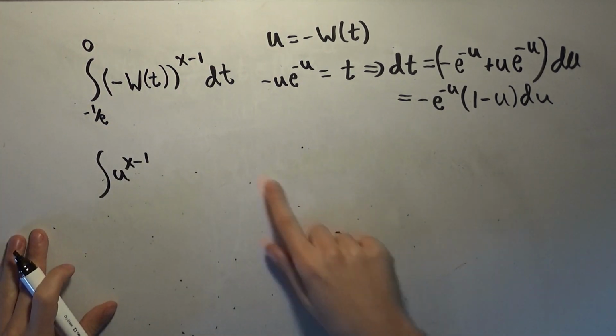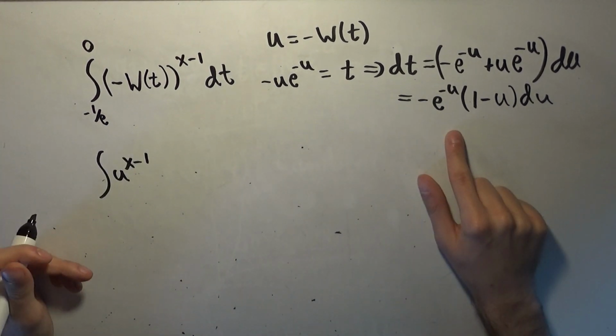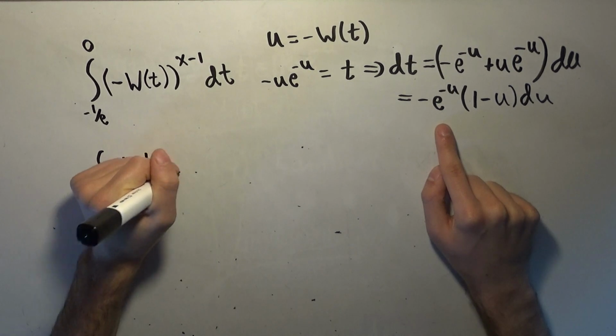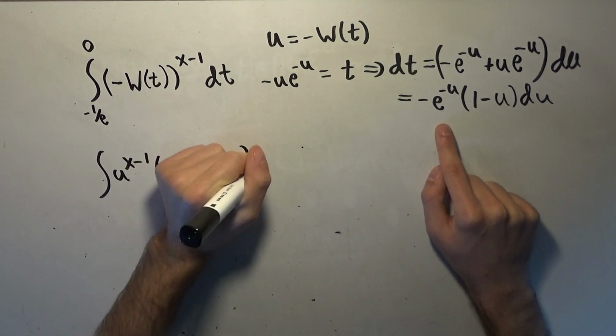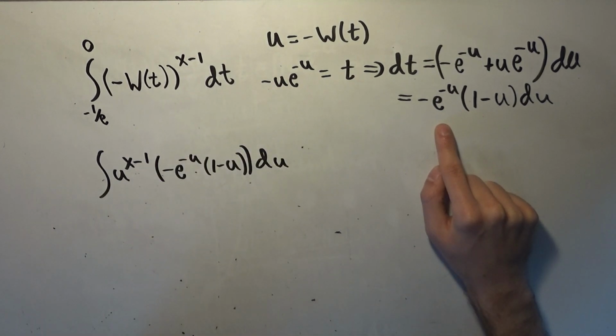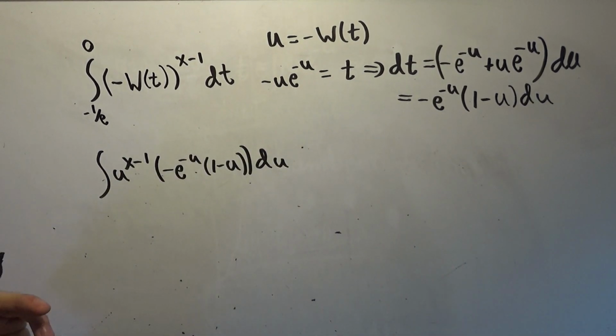And now all we have to do is replace dt with what we know it to be equal to. So we're going to have negative e to the negative u times 1 minus u du. It's as simple as that. So now let's take a look at the bounds.